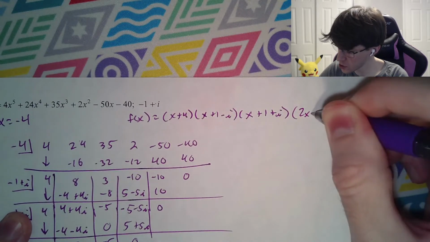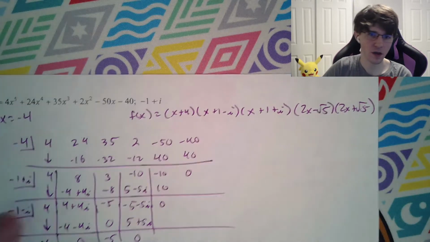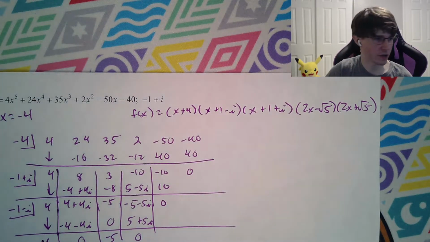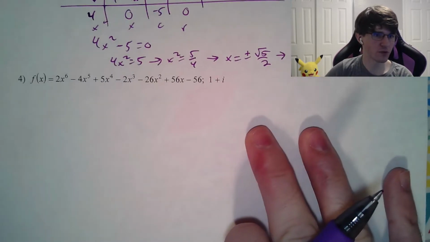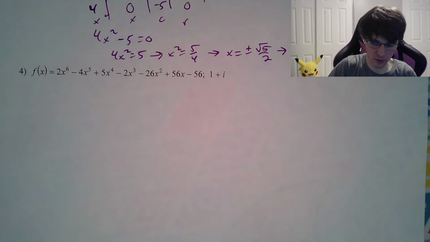Finally, we're done. 2x minus rad 5, 2x plus rad 5. Woo! One more question, guys. Here we go. Question number 4. Same exact thing. Start with a graph. I really hope there's some easy ones in this one. Please, please be nice to me, computer.